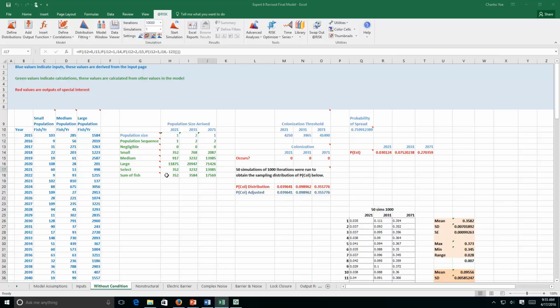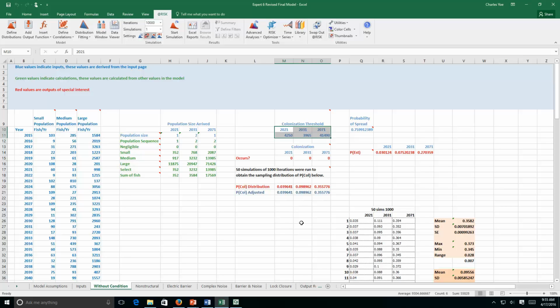So the last step is to cumulatively sum these fish. Through 2021, 352 fish passed through. Add to that 332, so we've got 3584 by 2031, and add to that this number of fish, and we have a total number of fish that have passed through by 2071 of 17,569. Now what we want to know is, is that enough fish to establish a colony?